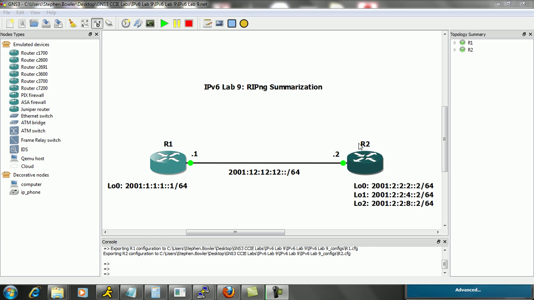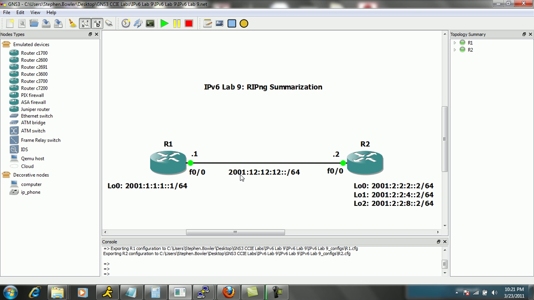So in this lab, we're going to have two routers, router 1 and router 2, and they are going to be running RIP Next Generation between them. And the interface between R1 and R2 is FastEthernet 0/0 on both routers.